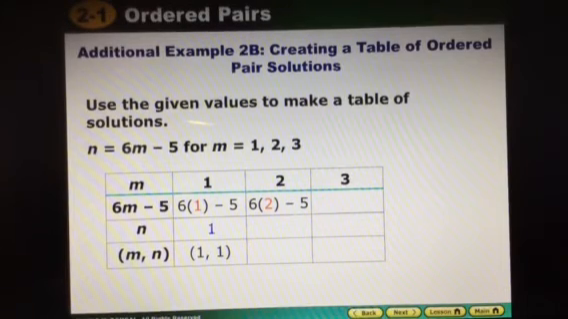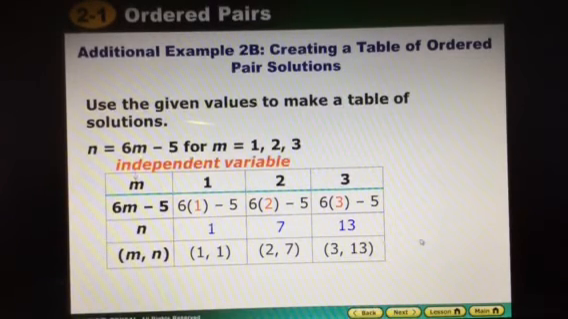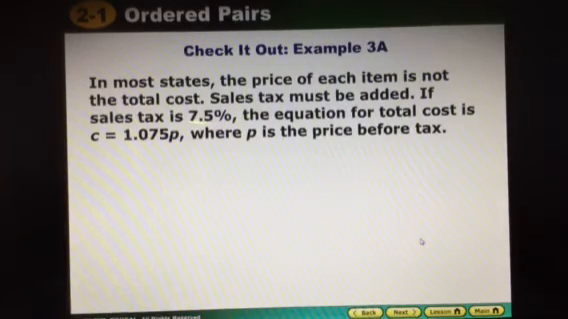So if we plug in 2, or substitute in 2 for m, 6 times 2 is 12, minus 5 is 7, and so that ordered pair would be 2, 7. If we substitute in 3, it would be 18 minus 5, which would be 13. So our last ordered pair would be 3, 13. And again, m is independent, n is our dependent variable.